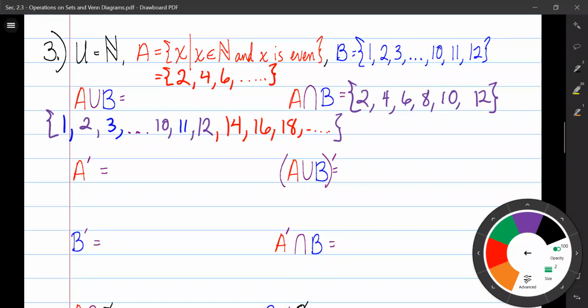So we could write it out using that set builder notation, just like it was written out here, and just change the word even to odd. That's one way you could do it. I'm just gonna go like this: 1, 3, 5, dot dot dot.